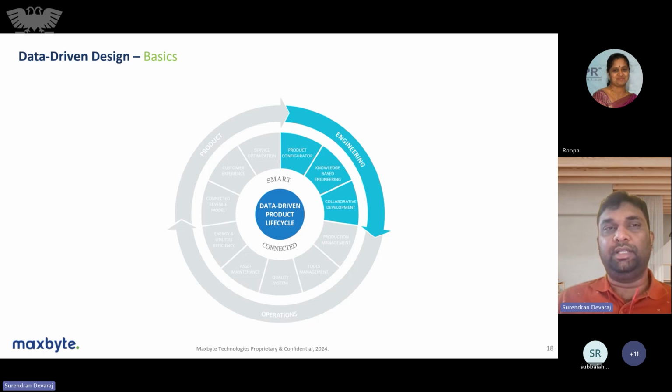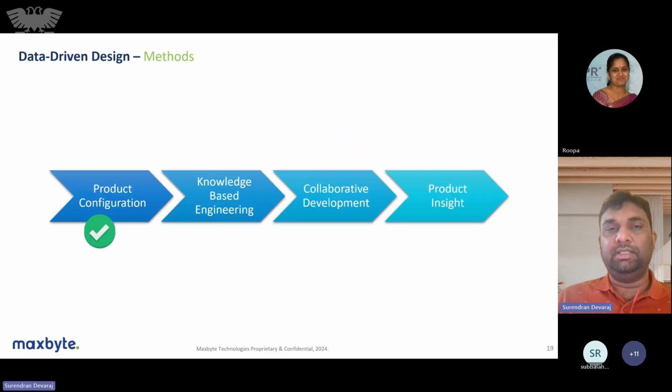Now we can go into some specific use cases on design and manufacturing, and how they can help you in achieving your data-driven concept or data-driven organization setup for your particular industry. Coming to the engineering side, these are the key methods: configuration, knowledge-based engineering, collaborative development, and the product insight-based area. We can see how these four areas will help us.